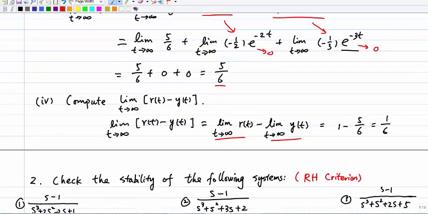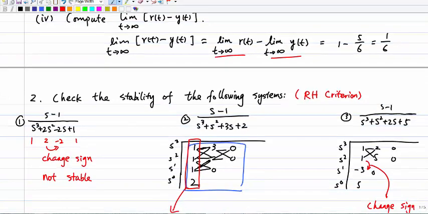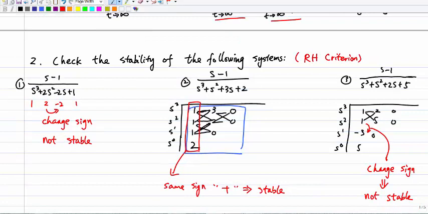Let's go back to the second question. The second question is about checking the stability of the following systems given a transfer function, by using the Routh-Hurwitz criterion. I have three problems for which I want to check stability. The first one is s minus 1 divided by s cubed plus 2s squared minus 2s plus 1. The second is s minus 1 divided by s cubed plus s squared plus 3s plus 2. And the last one is given by this. Let's start with them one by one.